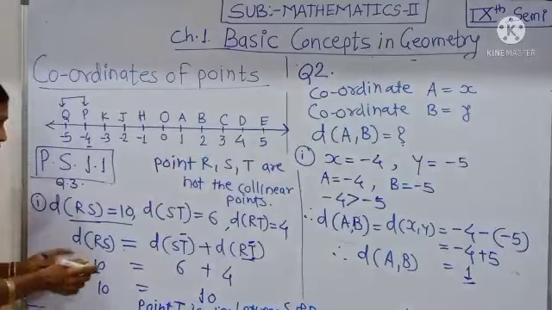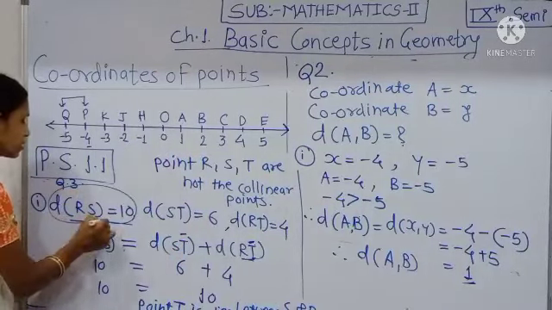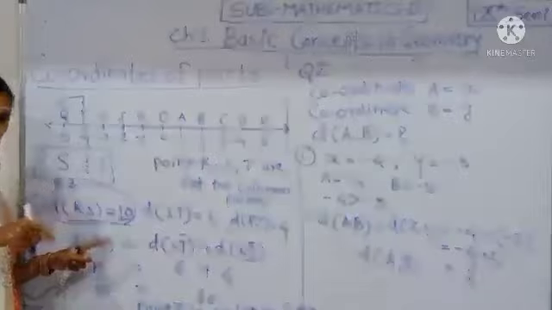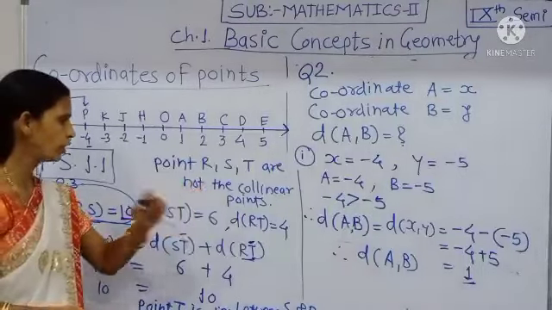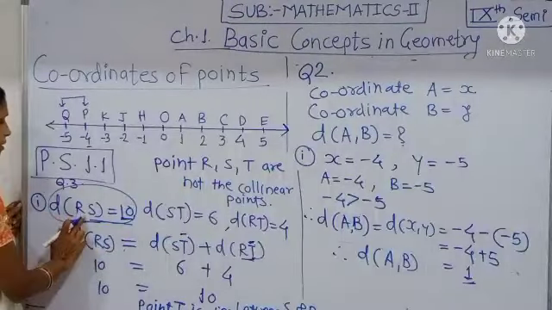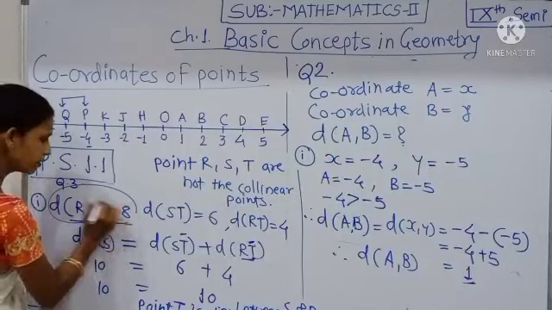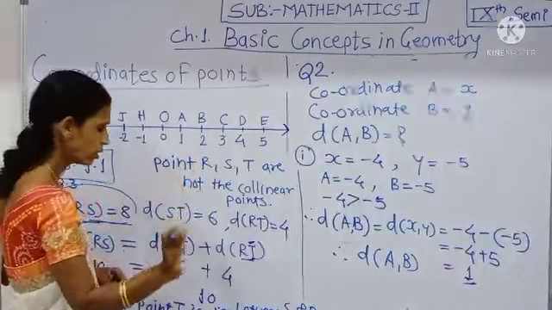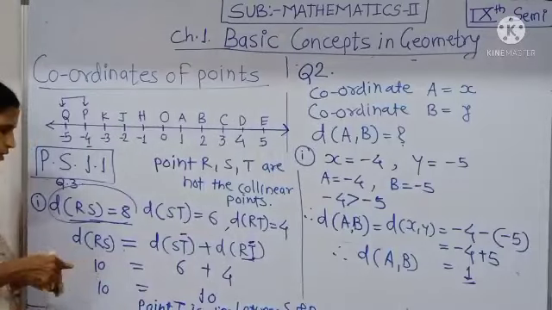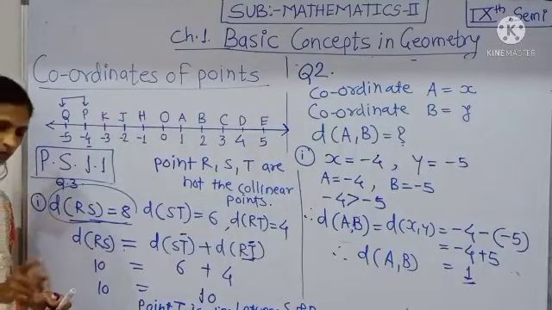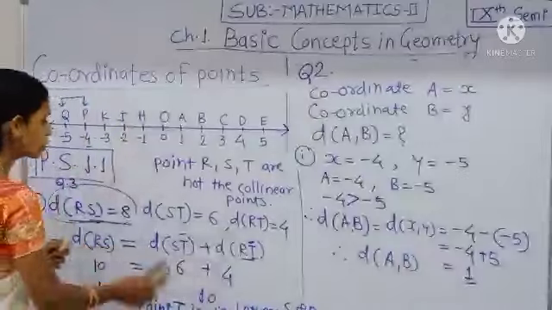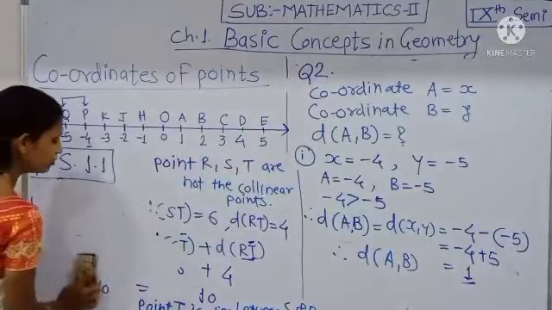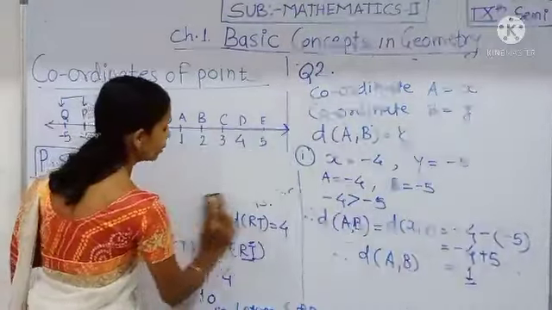But if the distance of RS is given 10, then those 3 points are collinear. But here the value of RS is 8, therefore the points R, S and T are not collinear points. You have to focus on it. Then we will solve example number 5.